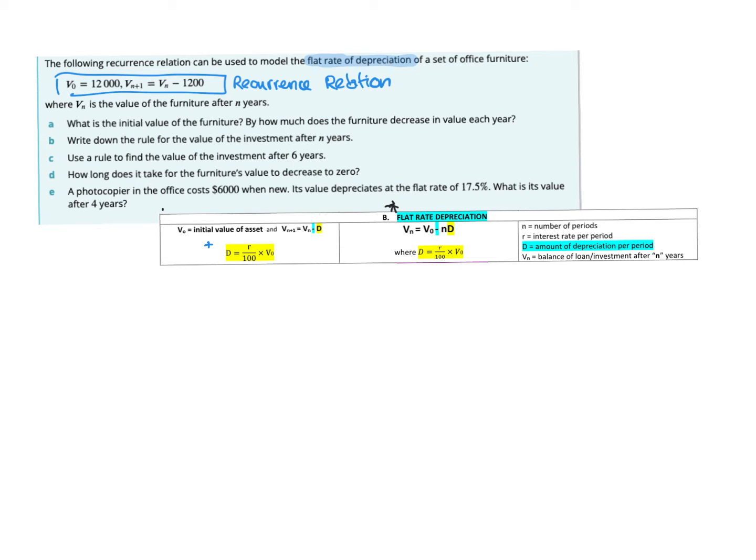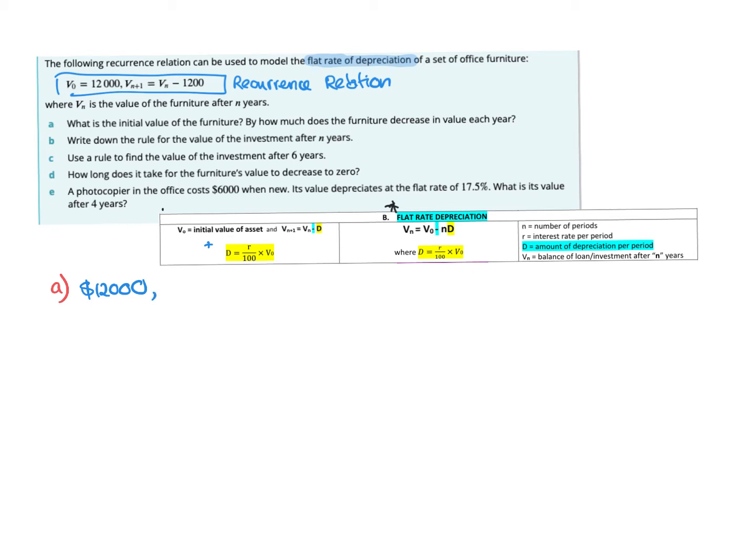First of all, we've just got a few questions about it. Let's go first. A, what is the initial value of the furniture? Looking at that recurrence relation, we can tell what the initial value was. What was it? Yeah, it was 12,000. So that's pretty easy. And by how much does it depreciate? Does it decrease each year?